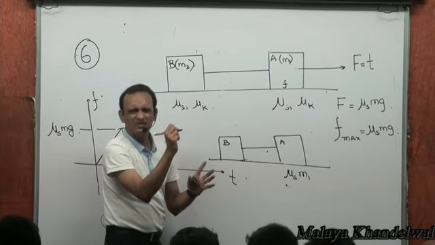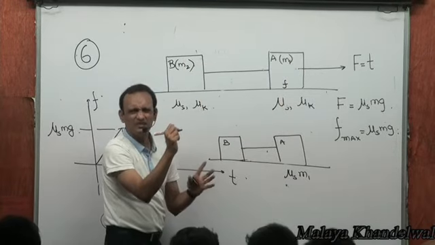Now, let me see what will cause A to move. Is it possible that only A moves? Is it possible that only B moves? That means if they have to move together, I must apply a force F on A that will not only overcome friction between A and the ground, but will also overcome friction between B and the ground. Only then are they capable of moving. You know what I'm saying?